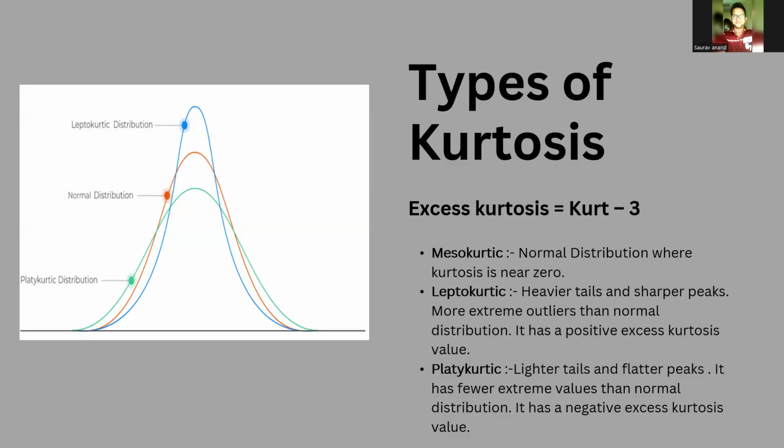You can say the score of the students, which doesn't change much over a period of time. So yeah, these are the three types of kurtosis. Now let's look at some examples.